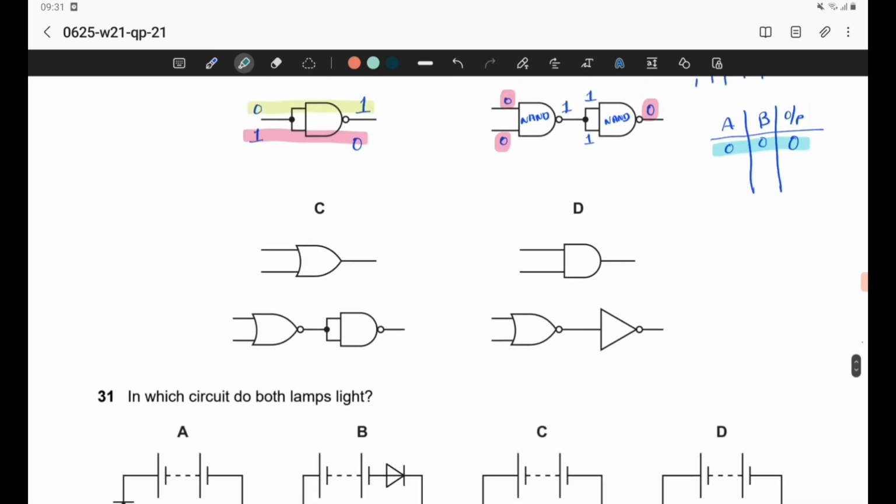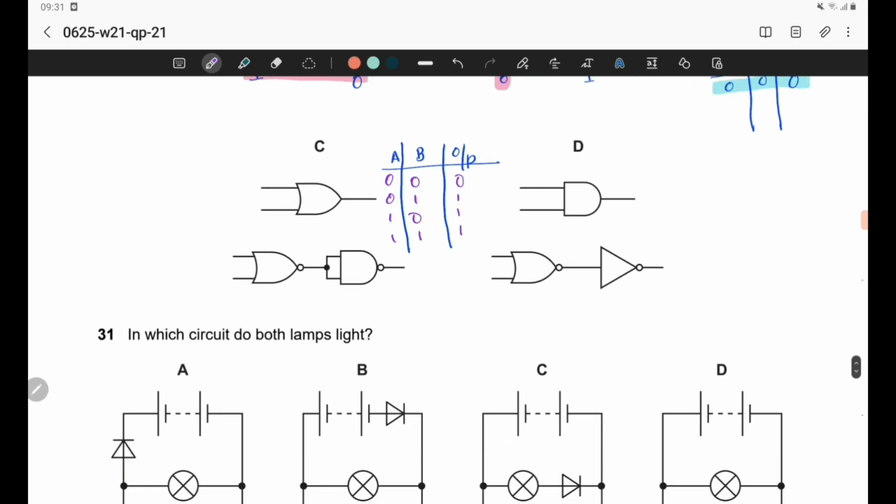Let's look at option C. So we have the OR gate truth table. When we give 0, 0 at the input, 0 will be the output. Other possible inputs are 0, 1, 1, 0 and 1, 1. For all these values the output will be 1. Now let's look at the second logic gate in the same option.